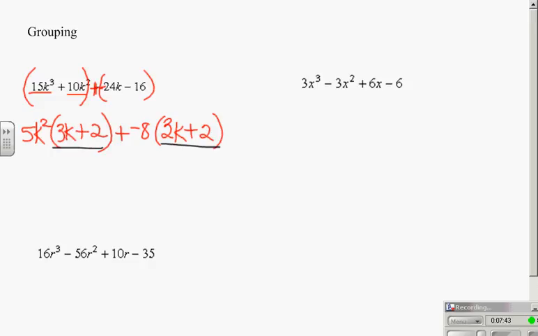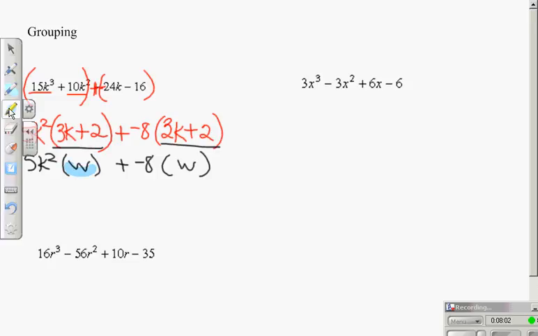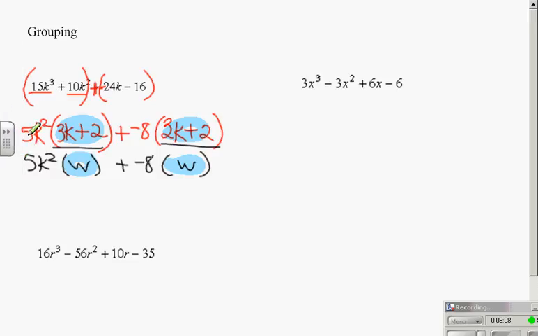What happens is now these two quantities are exactly the same. They act like the common factor. So I'm going to just substitute for a minute, and say 5k squared times W plus negative 8 times W. If that were your problem, you would see this W as a common factor, and you would pull it out front and regroup the back.